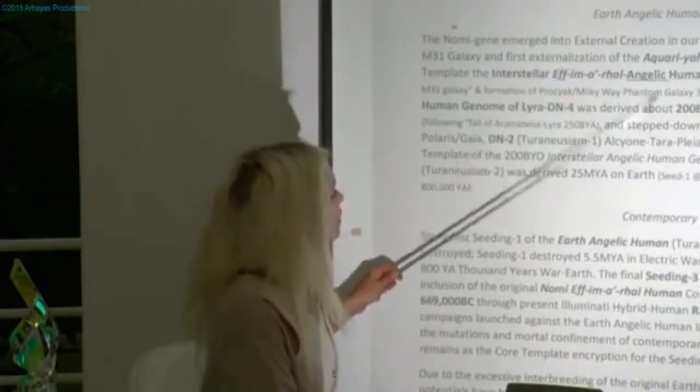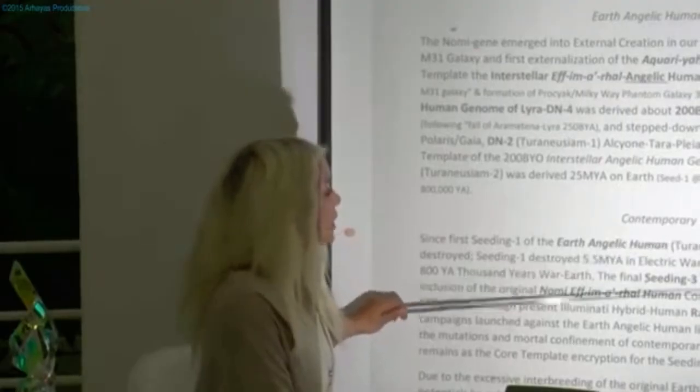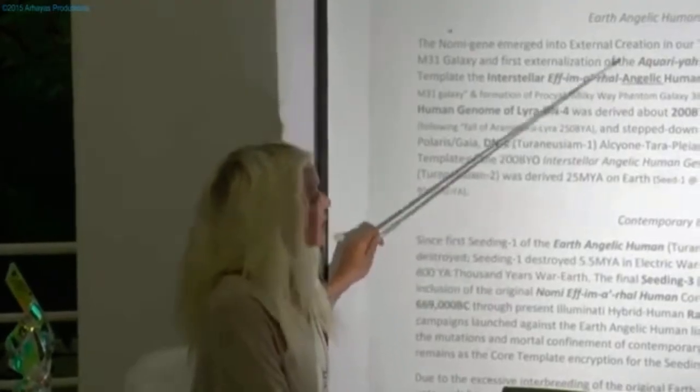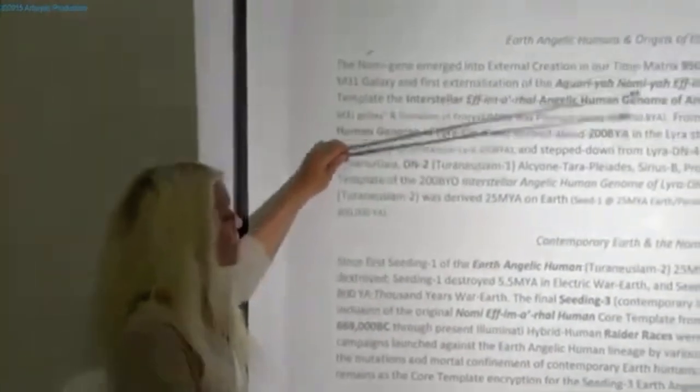So let's look a little bit more. What's really fascinating is, where did the NOMI gene come from? There was a big section on this, and they just said, just pull this. This is the main lineage. So, Earth angelic humans and origins of the NOMI gene.